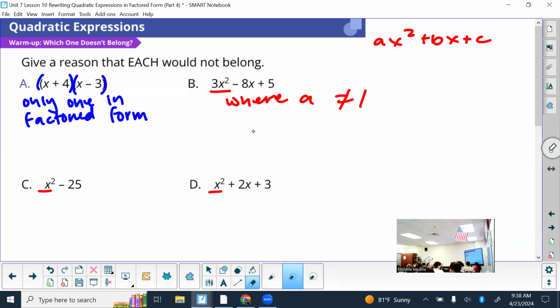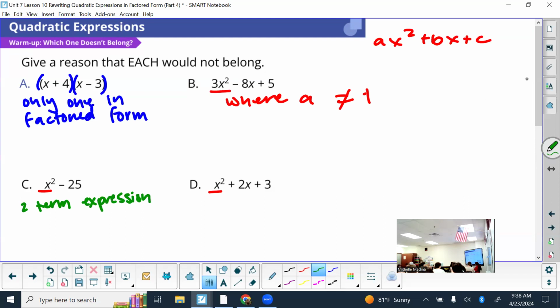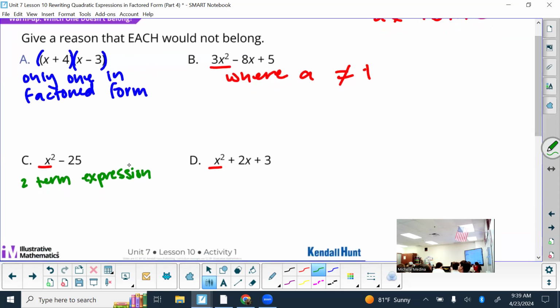So today we're actually going to learn how to factor it when A is not 1. Table 5, give me a reason that C does not belong. Good. Two-term expression. Does anyone remember how we factored two-term expressions? We can only factor them if they are a difference of what? Perfect. First part took a long time to get to that. Difference of squares.